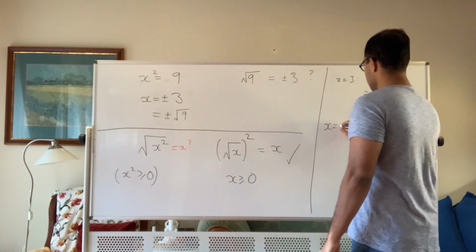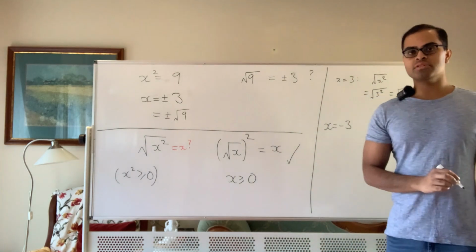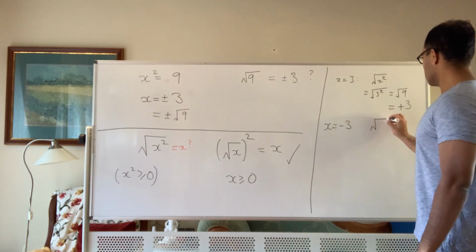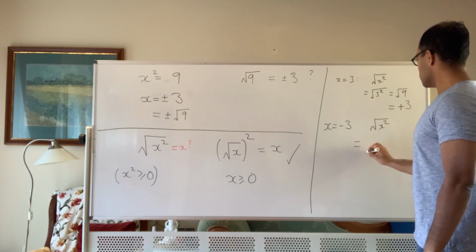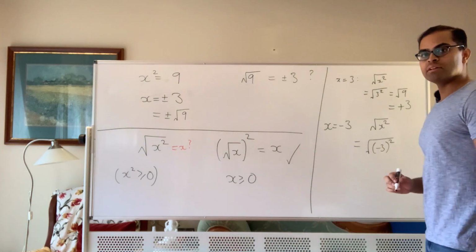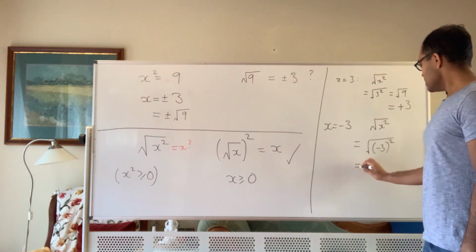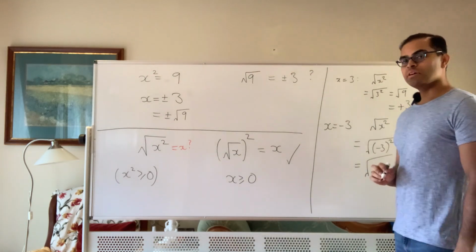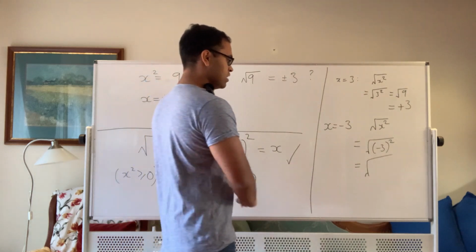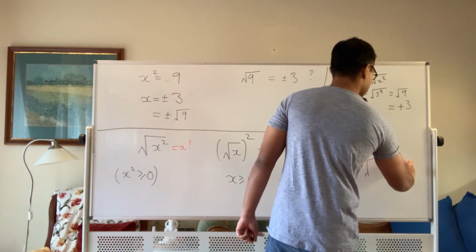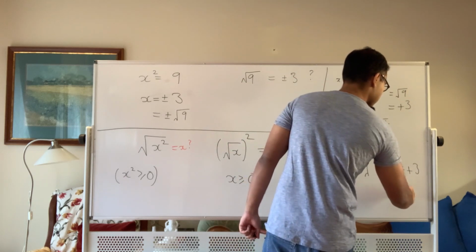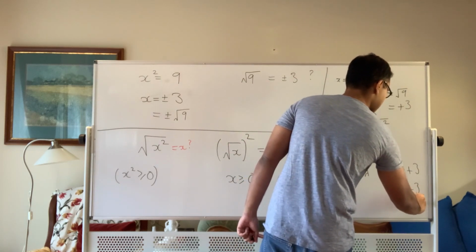Now I'm going to do something sneaky. I'm going to take x equals minus 3. What happens when x is minus 3? Well, let's try out and see. So square root of x squared is equal to square root of minus 3 squared. Right? Just plug in x equals minus 3. That is equal to, what is minus 3 squared? Well, minus 3 squared is 9. Okay, minus 3 times minus 3 is 9. So this is the square root of 9, which is plus 3. Okay, that is not equal to x, right? That is not equal to negative 3, which is x.